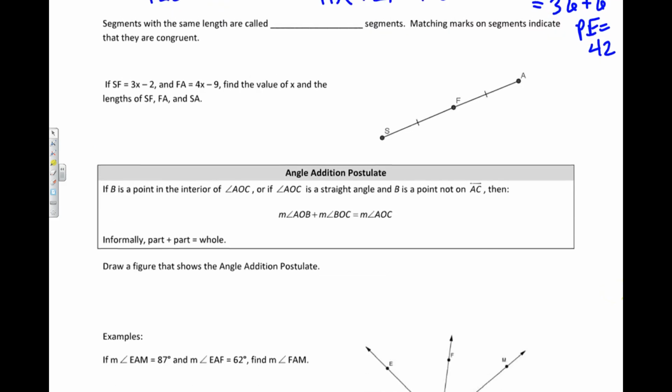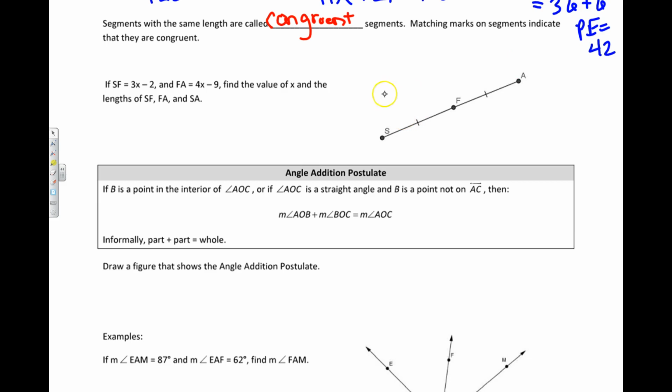Okay, let's now take a look down here. We say that segments with the same length are called congruent segments in geometry. So we've talked about congruence in the previous couple units, but we're going to keep talking about them now in terms of equal lengths. And we make matching markings on segments to indicate that they are congruent. So looking at this diagram down here for segment SA, it shows me that segment SF and segment FA are equal in length. So when I know that they're equal in length, that means they're equal to each other.